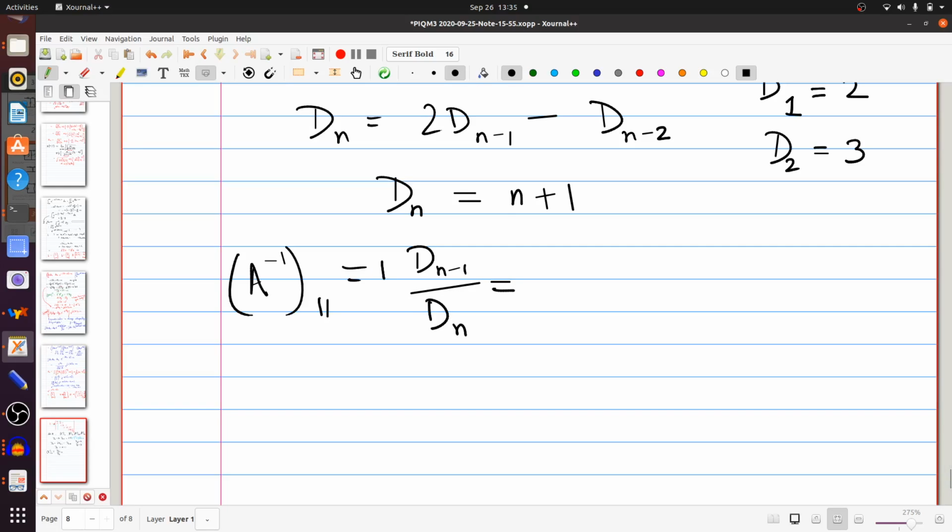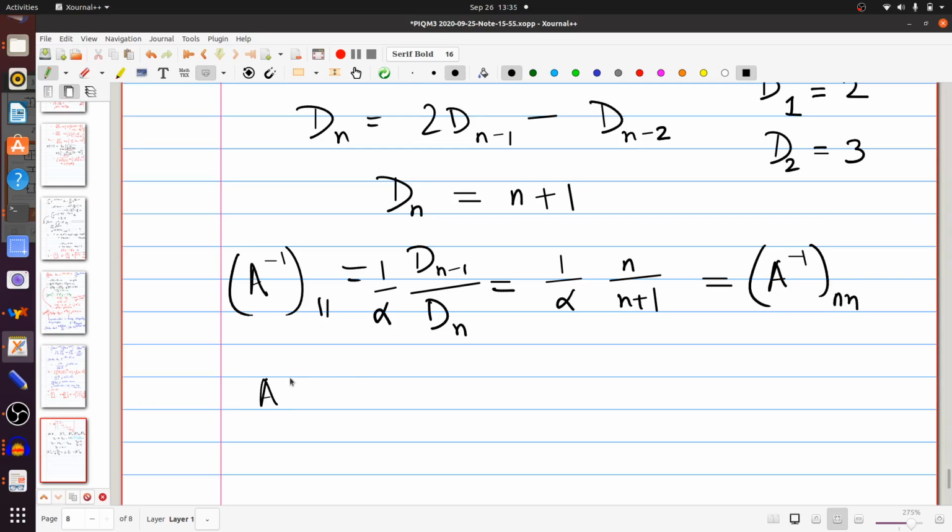or actually, since we are talking about the original matrix A with the alpha, there will be an extra 1 by alpha from the alpha outside. So you get 1 by alpha times n by n plus 1. That's A inverse 1, 1. You can easily check that that is the same as A inverse nn.